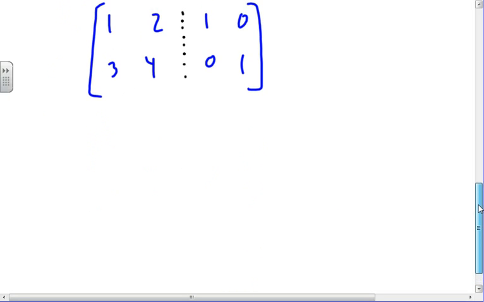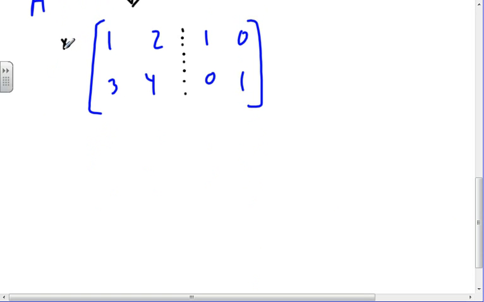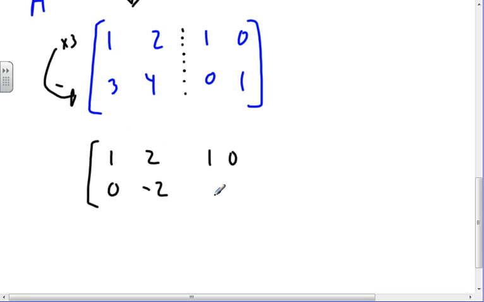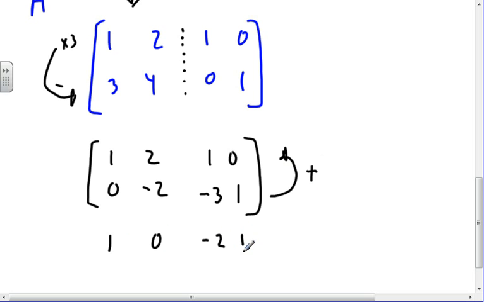All right, so what I'm going to do is I'm going to go times 3, and I'm going to subtract the top row from the bottom row. All right, times 3. I'm going to keep the top row, it's going to stay the same. Okay? Then I'm going to take the bottom row and I'm going to add it to the top row. 1, 0, minus 2, 1.